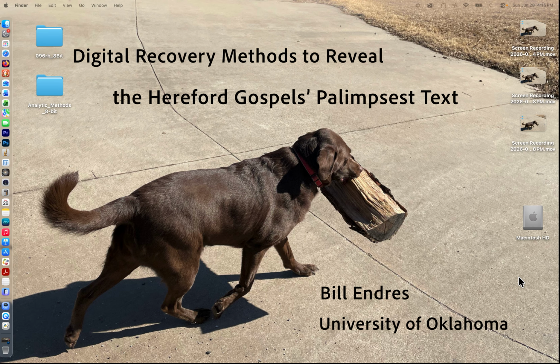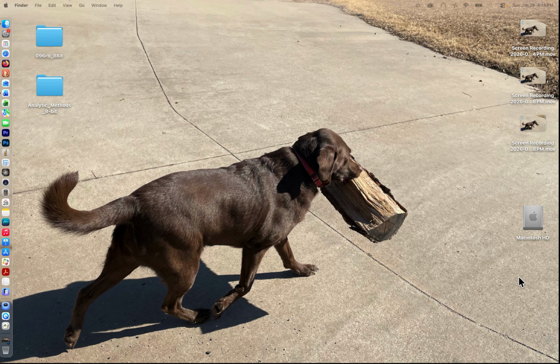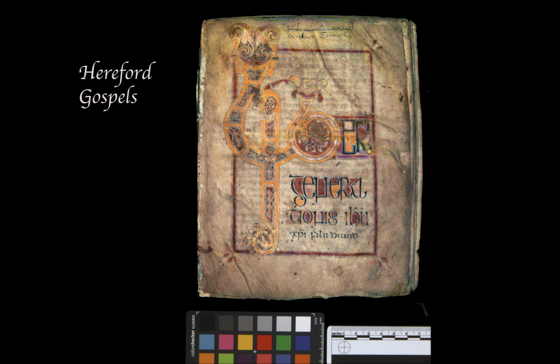Today's example is a special case. Because of success raising cattle in the British Isles, early palimpsests are rare. In this video, I provide a look at one of these rare manuscripts, the Hereford Gospels.